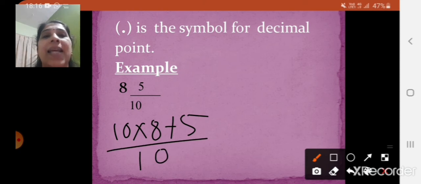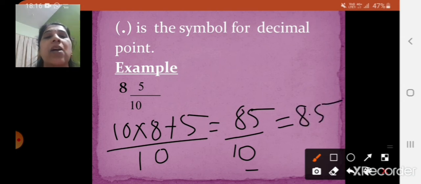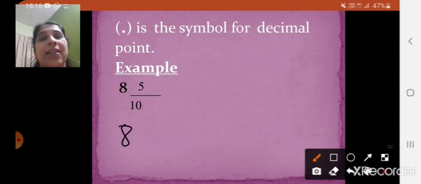What is 10 eights? 10 eights is 80, and 80 plus 5 is 85. So I'll write 85 upon 10. Now as I told you, one 0 in the denominator means 1 decimal place. So you will write it as 8.5. So this is one way of finding the decimal. Another way: you will directly write 8 as it is. Now 5 upon 10, there is only one 0 in the denominator, so 5 upon 10 means 0.5. So you will directly write it as 8.5.